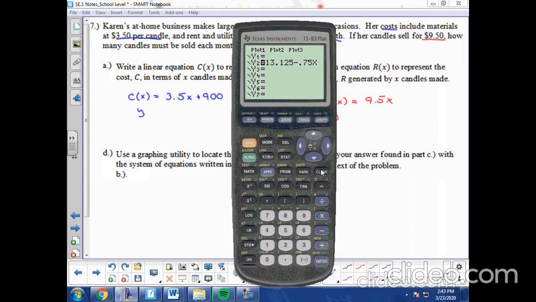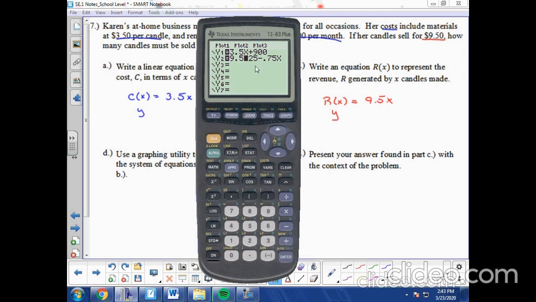So let me clear out what's in there previously. 3.5x plus 900 and 9.5x. Let me clear out everything else. Sorry, let's put that in, 9.5x. Now, let me go back to the standard window. Assuming you were in the standard window, if I hit graph, I only see one line here. So this is actually not going to work for me. What I need to do is increase this window.